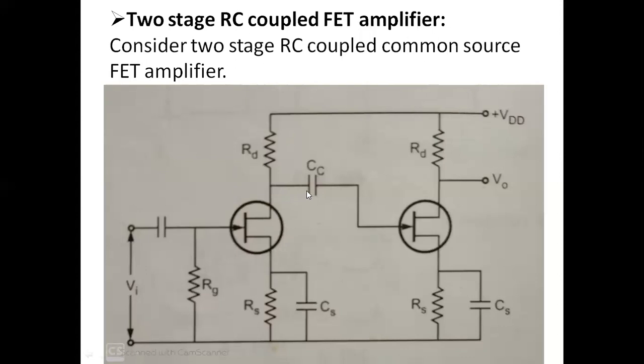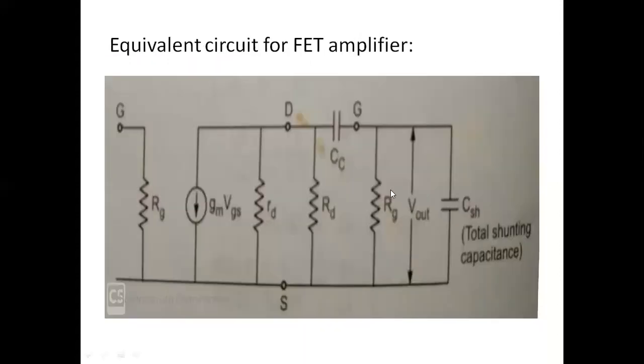This is the output section of the first stage, and it consists of a coupling capacitor. We draw the coupling capacitor, and its other end is connected to the gate terminal of the second transistor. At the gate terminal we have a resistance, capital RG, which is the internal input resistance. We also have some internal capacitance, also called the shunt capacitance, which is connected in parallel with the output. This is the equivalent circuit, and up to this portion is the output section of the first stage.